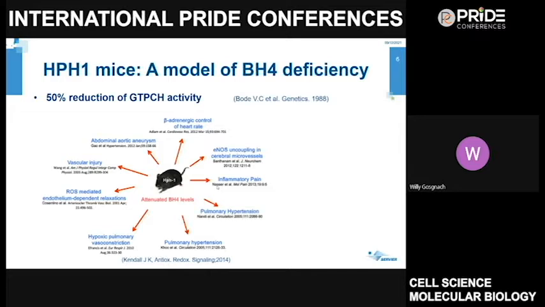For doing so, we used a model of BH4 deficiency, the HPH1 mice. It is a model with a 50% reduction of GTPCH activity, and of course, a reduction in BH4 levels. At the beginning, this model was a model of hyperphenylalaninemia because BH4 is also a cofactor for phenylalanine hydroxylase. But during their lifetime, these animals have a lot of cardiovascular dysfunctions that are listed here.